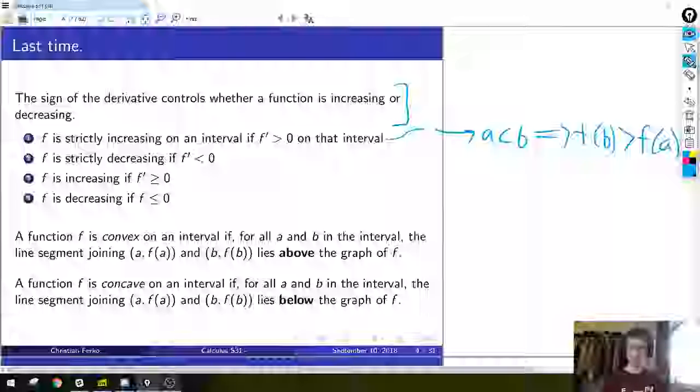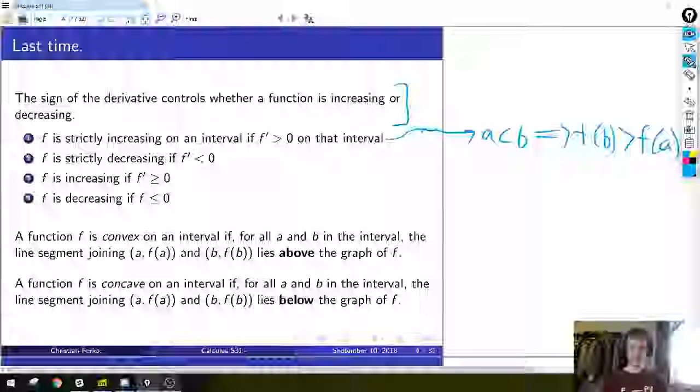Man, rough day. Okay, so we proved this last time using, I think, the mean value theorem, and then you have the similar fairly obvious generalizations. If the derivative can become negative, then you no longer get these strict inequalities, you get less than or equal to and so forth. And then we started to speak about convexity and concavity.